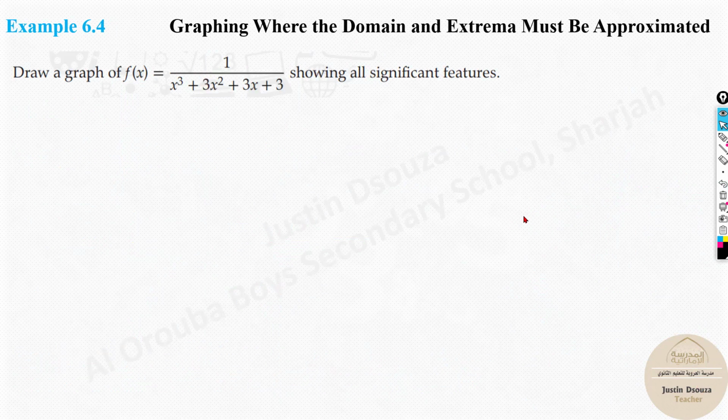We move on to example 6.4. This is the function given to us, 1 by x cube and it goes on. We need to draw this and show all the significant features. Now the steps are just the same as what we have done already. The hard part is the derivation. You need to differentiate it once and then twice, so this becomes a bit tiring. But if you know differentiation, then you can go ahead. It is very important you simplify the problem as you go. Let's start this problem now.